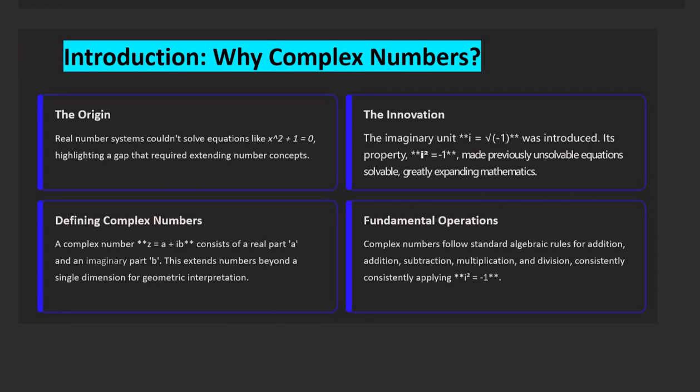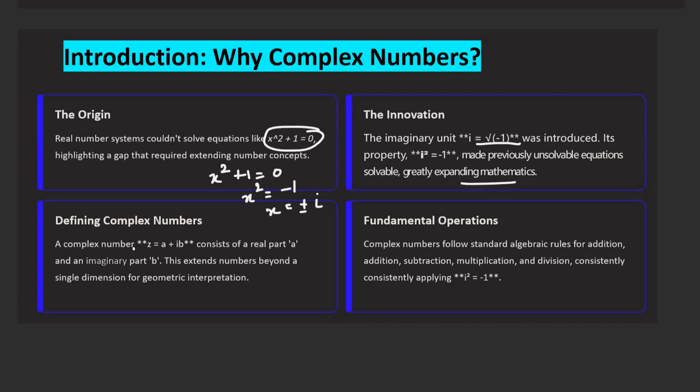Now a small recap of what we have learned. Real number systems couldn't solve equations such as x squared plus 1 equal to 0. So, highlighting a gap, we found what is i. x squared plus 1 equals 0, or x squared equals minus 1, x equals plus or minus i. Now the imaginary unit i equals root of minus 1 was introduced, and the property i squared equals minus 1 made previously unsolvable equations solvable, greatly expanding mathematics.